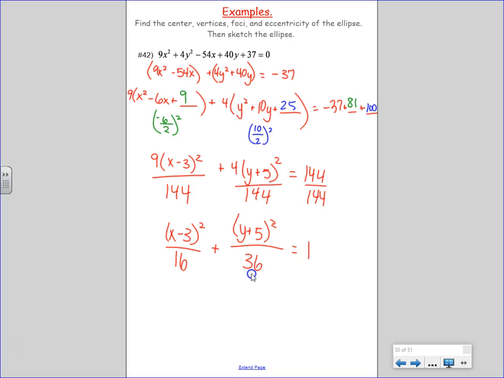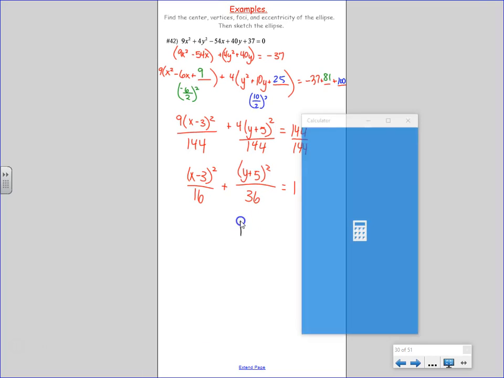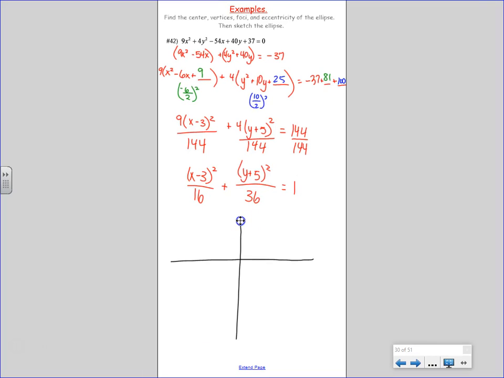We still have to find the center, the very center. But what is the center? It's right there staring you in the face. 3, negative 5. 1, 2, 3, 1, 2, 3, 4, 5. Center, check. What else do we need?